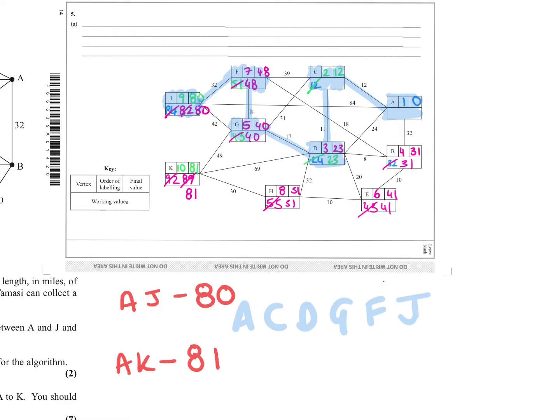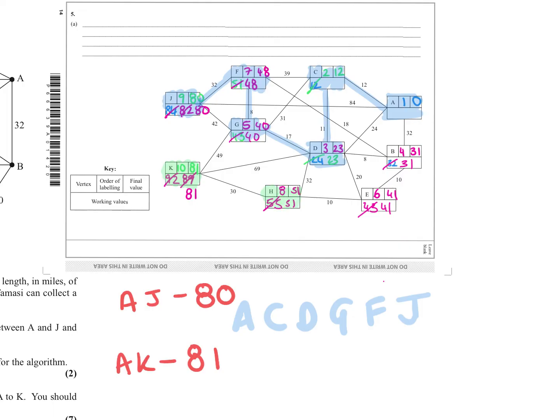I'm going to do the same now with K. So I'm at K. I'm at 81. What do I take away to get to the next stage? Because if you think, if I take away 69, if I follow this path, does 81 take away 69 give me 23? No, so that's not the right way. Has to make sense. Is 81 take away 30, 51? Yes, so I know it's that way.